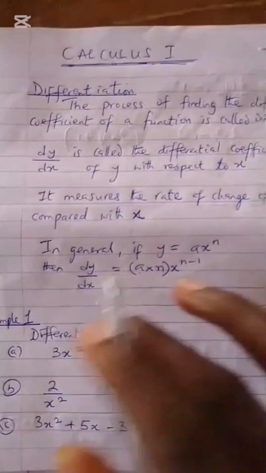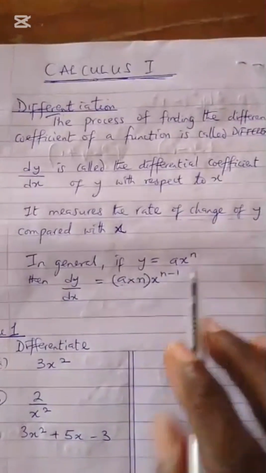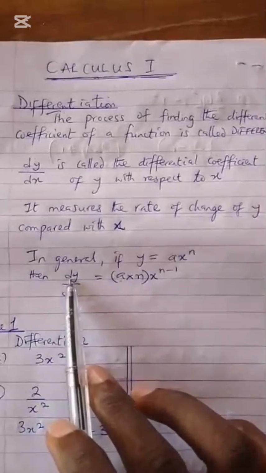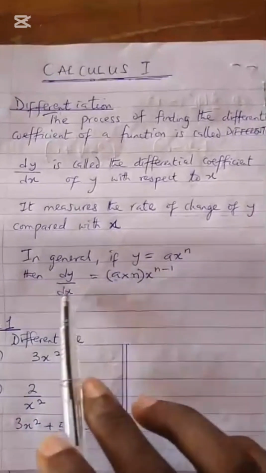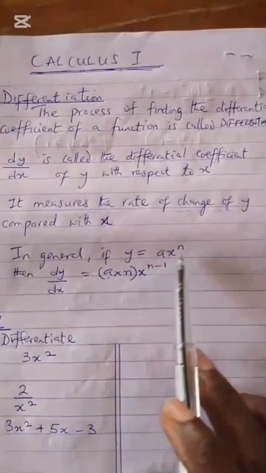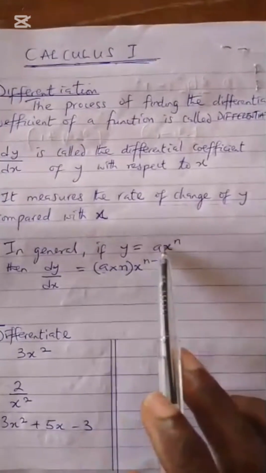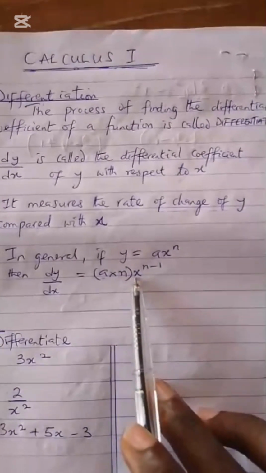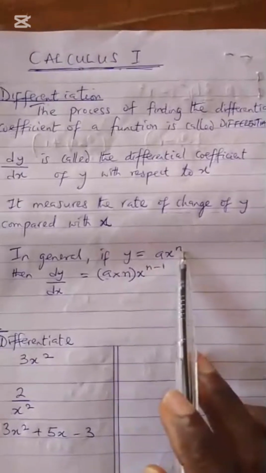All right, so in general, if you have this expression, to differentiate y with respect to x, you just multiply the coefficient times the power, and then you take down the unknown. In our case, x is the unknown, and then subtract 1 from the power, and that is our answer.